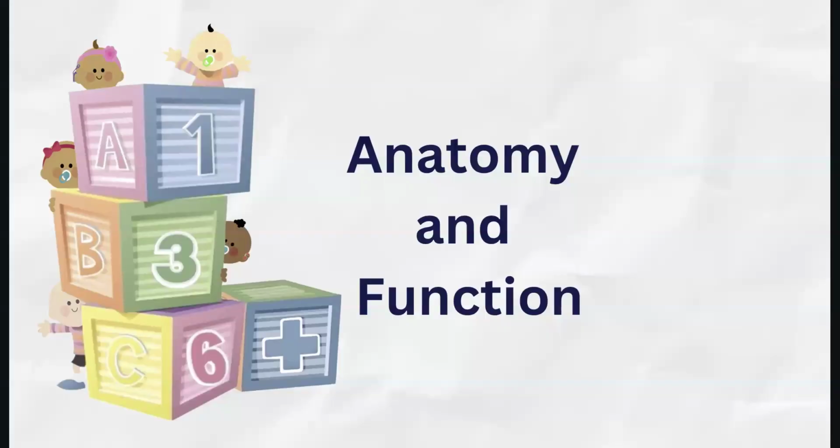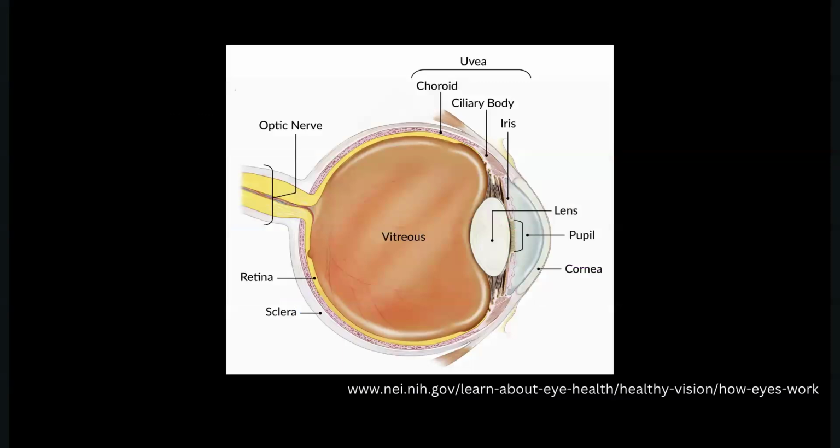Anatomy and function. This diagram shows the main parts of the eye. The eye is a complex organ, but it can be broken down into a few parts that play an important role in the process of seeing. The cornea. This clear, dome-shaped surface covers the front of the eye. It helps focus incoming light.